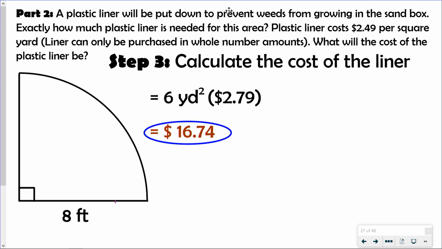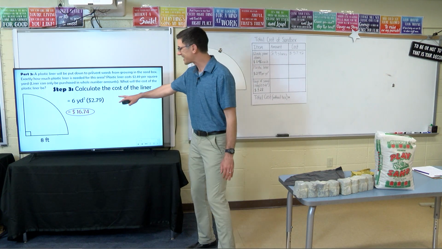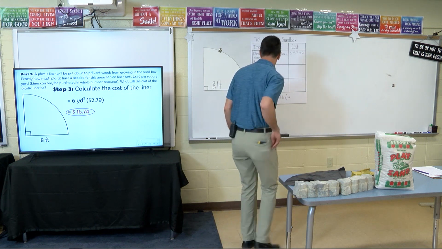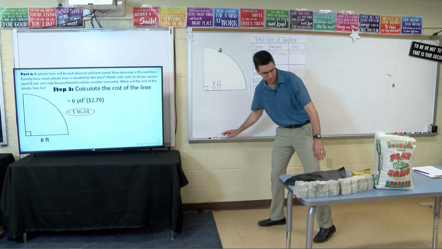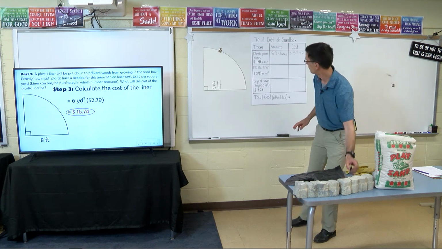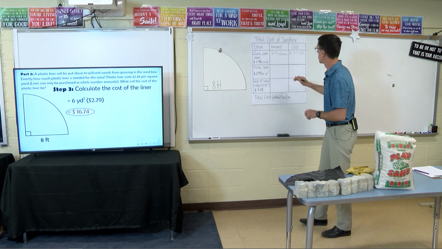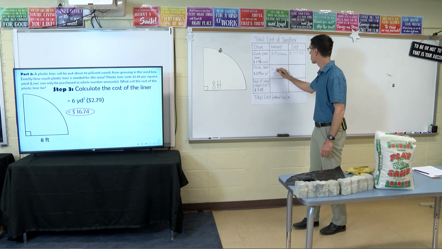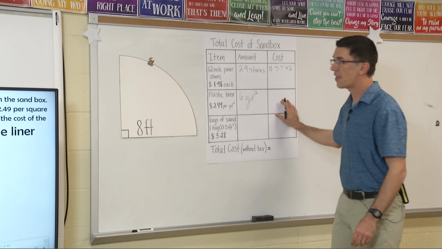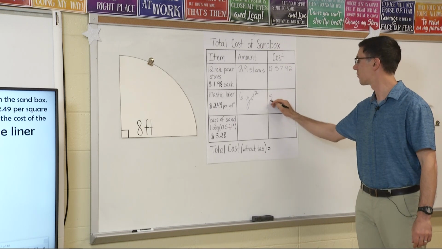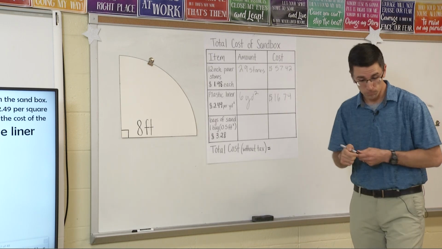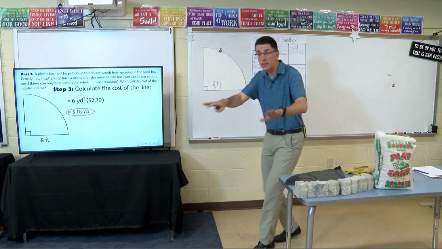Okay, so the price for the liner at the Mathville supply store will be $16.74. Okay, so I'm going to include that over here on my table. Okay, so plastic liner, we needed 6 square yards. And the cost is going to be $16.74.